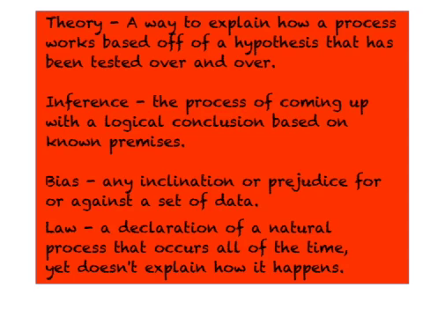So here are these terms. A theory is a way to explain how a process works based off of a hypothesis that's been tested over and over again. An inference, or to infer, is the process of coming up with a logical conclusion based on known premises, like pulling one ball and seeing the rest of them move. A bias is any inclination or prejudice for or against a set of data, and then a law is a declaration of a natural process that occurs all of the time, yet doesn't really explain how it happens.